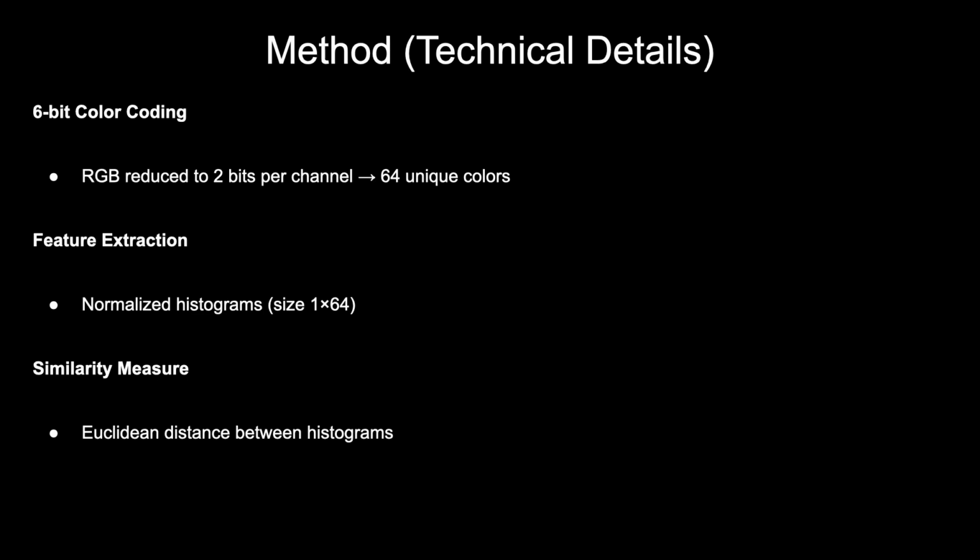To make the histograms comparable regardless of image size, we normalize them by dividing each bin by the total number of pixels. For similarity, we use Euclidean distance, which measures the straight-line difference between two histograms. The smaller the distance, the more similar the images.